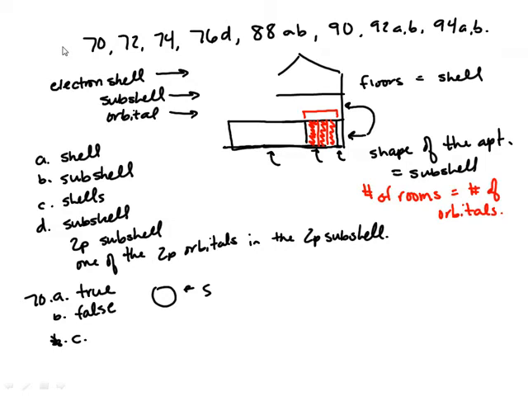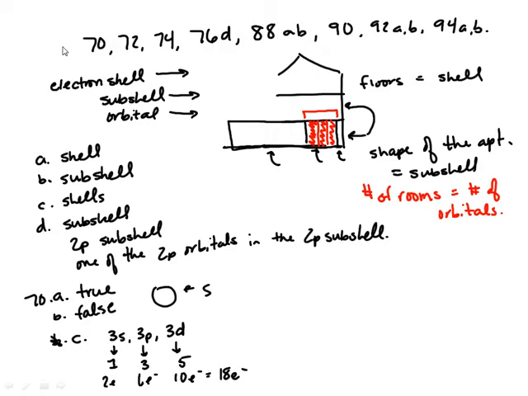72C says the third shell can accommodate a maximum number of 18 electrons. So the third shell has the 3s, the 3p, and the 3d subshells in it. The 3s has one orbital, the 3p has 3 orbitals, and the 3d has 5 orbitals, and each of those has 2 electrons. So there are 2 electrons in the 3s, 6 electrons in the 3p, and 10 electrons in the 3d. If we add those up, that's 18 electrons. So letter C is true.